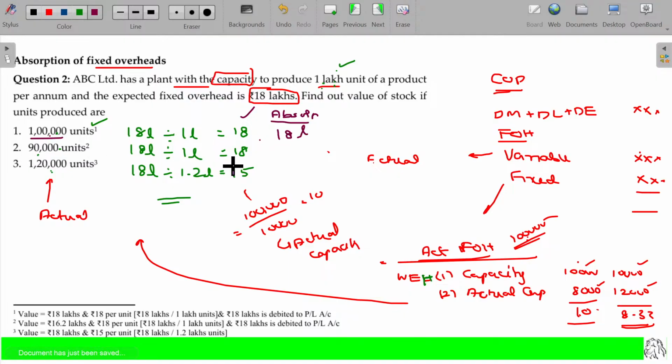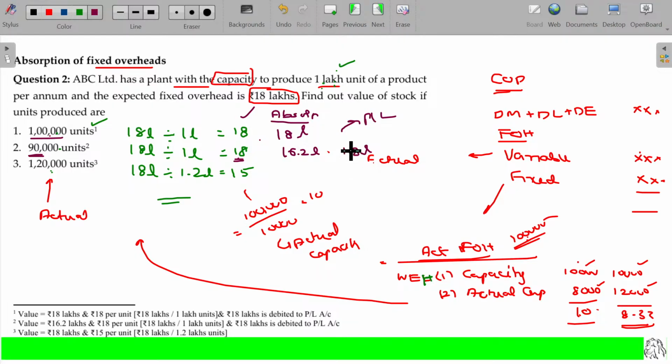And what about the second one? 18 rupees per unit, 90,000 units only produced. So 90,000 into 18, 16.2 lakhs is the absorption. The difference between these two, 1.8 lakhs, is under absorption, transferable to the P&L account. This is transferable to the P&L account.